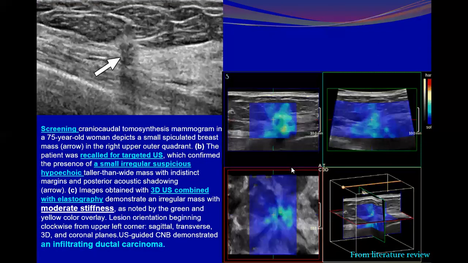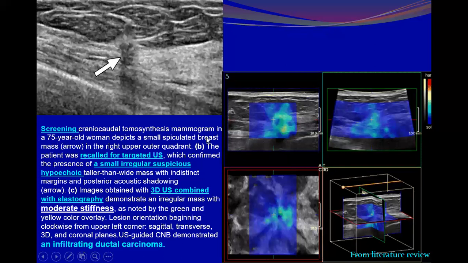And also they can use the elastography, you see, with the 3D image as shown in these examples. Which elastography is used here? Shear wave elastography. Yes, this is the shear wave elastography used with the 3D to demonstrate stiff lesions here. See, this is yellow, and this is a stiff or moderately stiff lesion. Let us see what is written here.